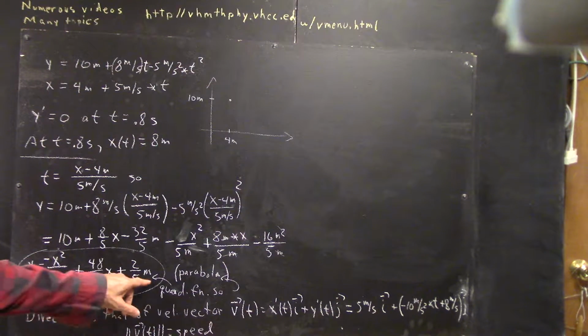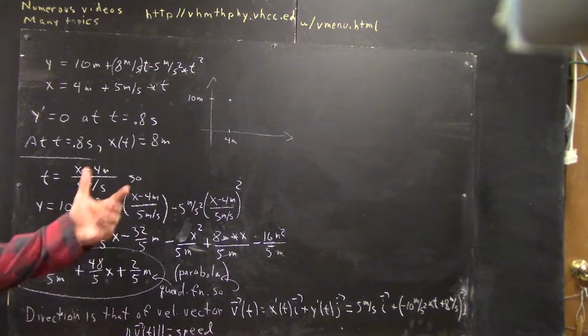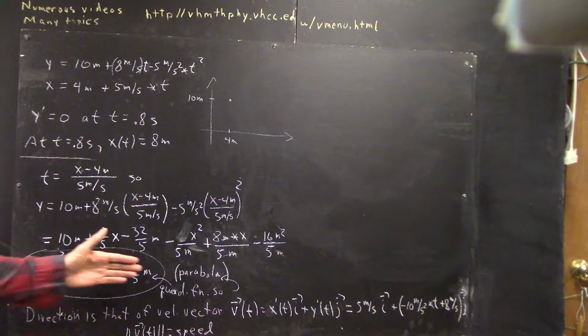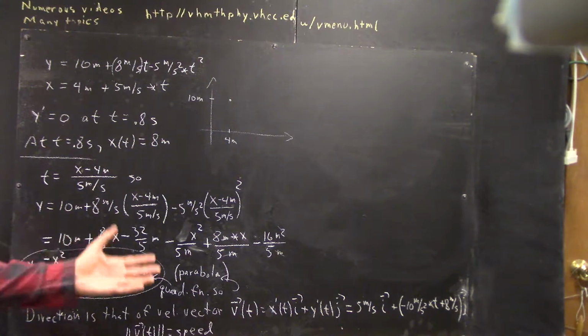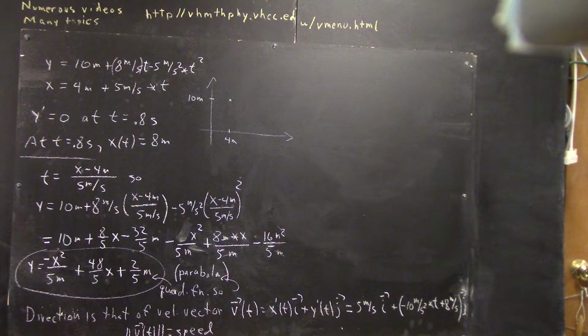And what about 2/5 meter? Well, it's obvious that 2/5 of a meter has units of meters. So all these terms have units of meters, y has units of meters, so that we're dimensionally consistent, okay? Very important to check that.